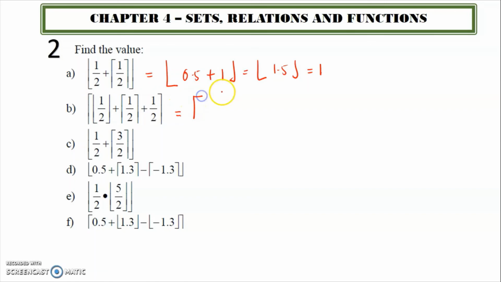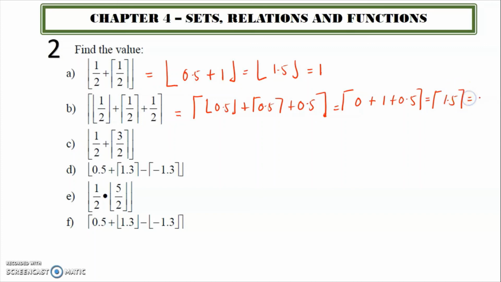Okay, this one ceiling. So this one floor untuk 0.5 plus ceiling 0.5 plus 0.5 ceiling. So ceiling, and then this one is floor for 0.5. So the answer is 0 plus ceiling for 0.5. The answer is 1 plus 0.5 ceiling. So ceiling for 1.5. So the answer is 2.